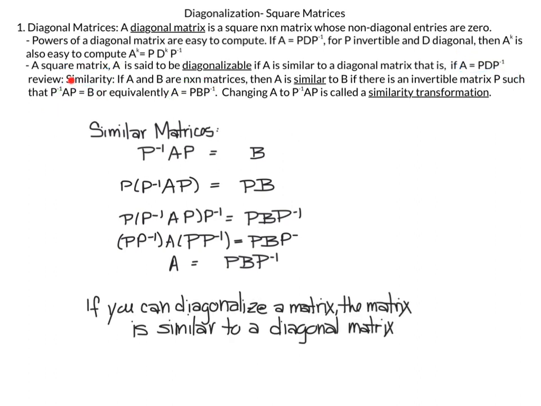And again, the reason why I wanted to talk about similarity is because this definition of diagonalizable means that A is diagonalizable, or we say it's diagonalizable, if A is similar to a diagonal matrix. So if you can diagonalize a matrix, then the matrix is similar to a diagonal matrix.